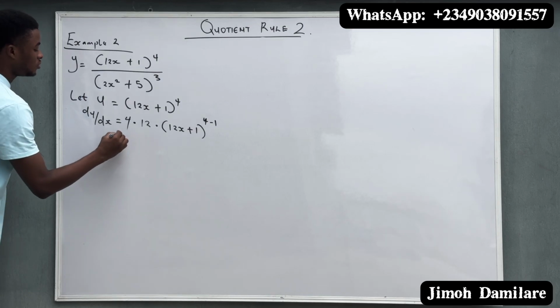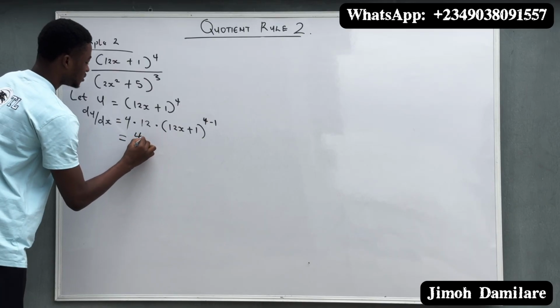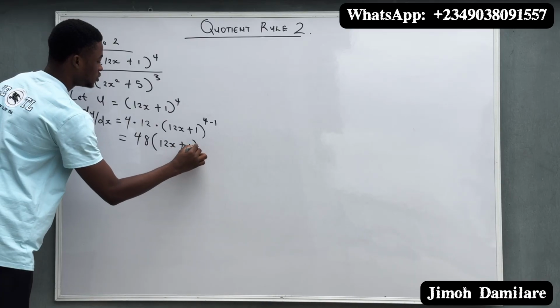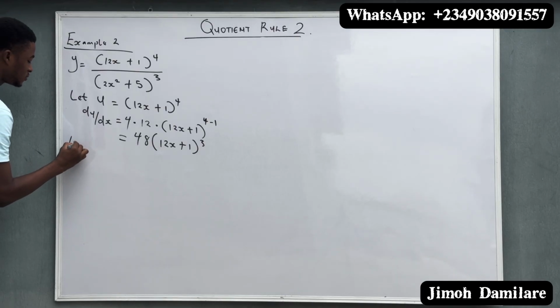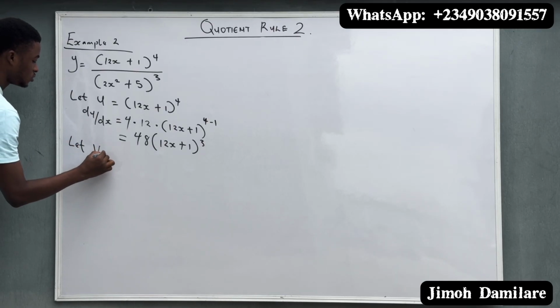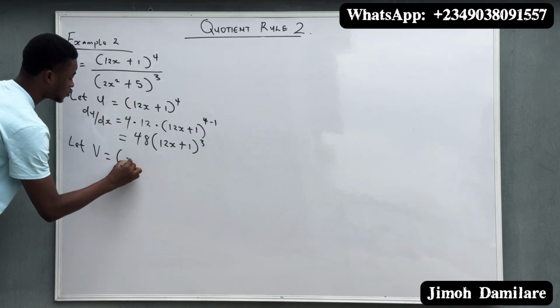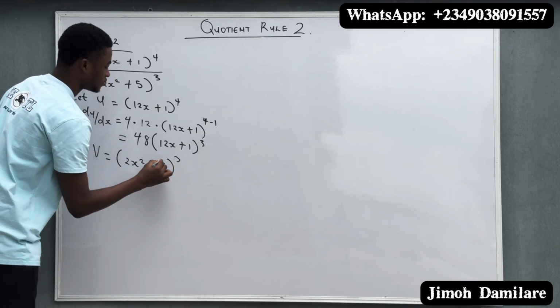So when you solve this, 4 multiplied by 12 will give us what? We are going to have 48, open bracket, 12x plus 1 raised to power 3. So this is what we are going to get when we differentiate this u. So the next step is to let v be equal to, so our v, which is the denominator, we have 2x squared plus 5 raised to power 3.